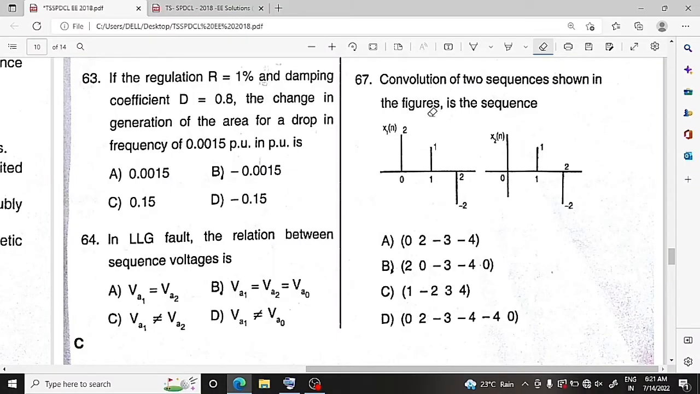See the question here. The convolution of two sequences shown in the figure is the sequence. So we have to find the convolution of these two sequences. At n equal to 0, x1 has 2. For n equal to 1, it has 1. At n equal to 2, it has minus 2. Similarly for x2 of n, at 0 it has 0. For 1, it has 1. For 2, it has minus 2. So this is the sequence. Now we have to find the combination of these two signals. All four options are wrong. So now we'll discuss the exact solution of this question.